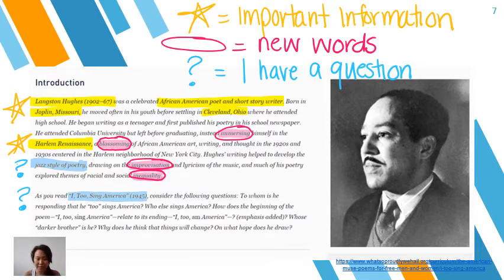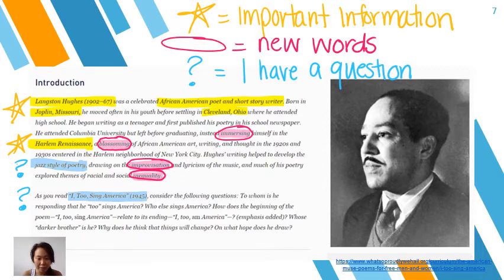As you can see in this sentence, again, there was some key information here. Langston Hughes was part of the big movement, the Harlem Renaissance. So I really want to emphasize that, and I put a star there. I also saw that there were some words I didn't know, so I circled them so that I can go look them up later or ask someone.